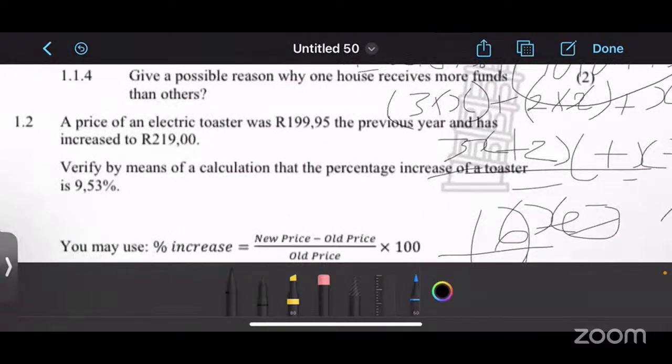And then let's go to 1.2. 1.2 says a price of an electric toaster is 199 rands 95 cents the previous year, right? And has increased to 219 rands. We have to verify by means of calculations that the percentage increase of the toaster is 9.53%. How are we going to do that? You may use percentage increase is equal to new price minus old price divided by old price multiplied by 100.